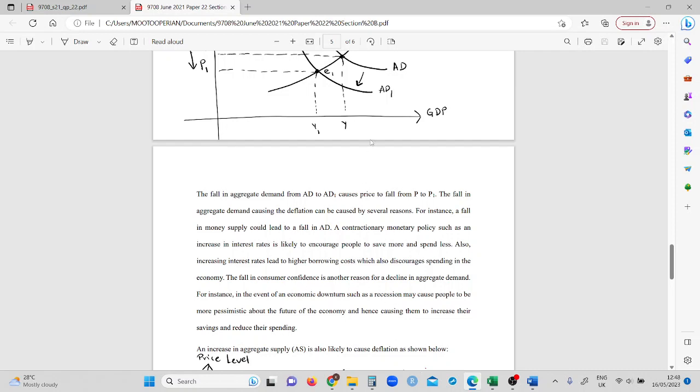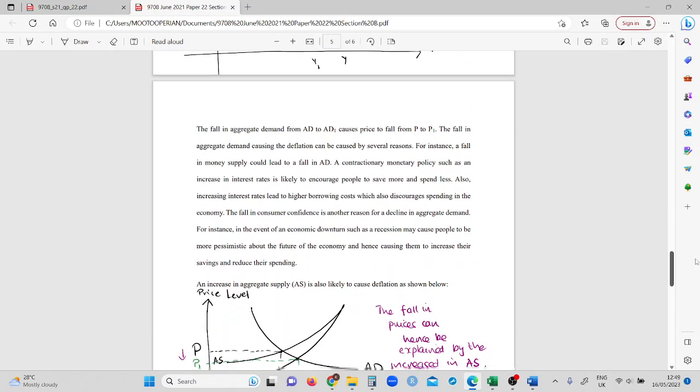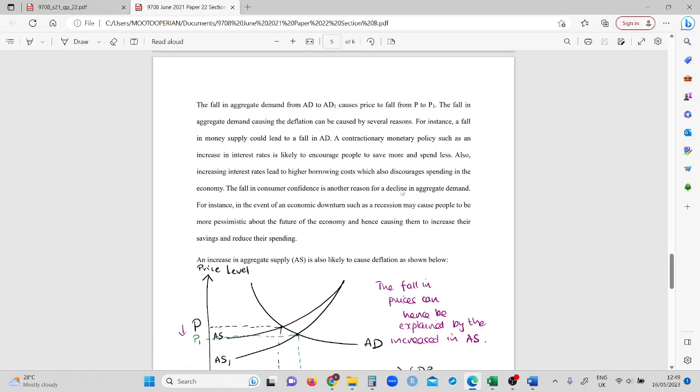Here, providing two reasons is enough, because you have already explained the diagram. Okay? So, you can take a screenshot of the page and then I move on. So that is only half of the question that we have talked about. We talked only about AD. Now we will go and talk about aggregate supply. Voilà. These are the reasons for aggregate demand.